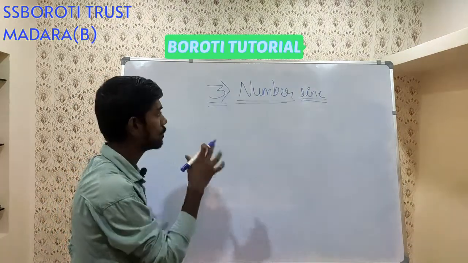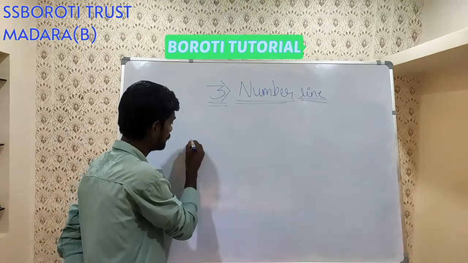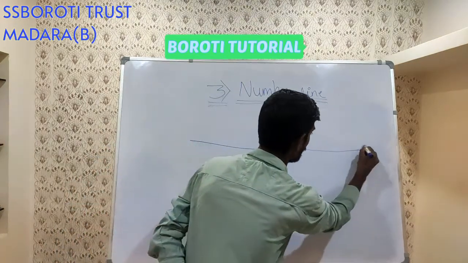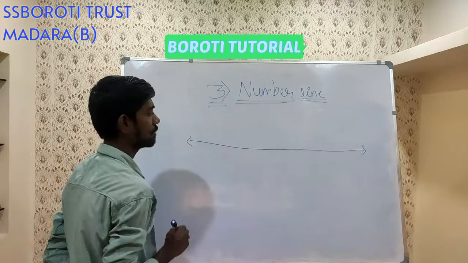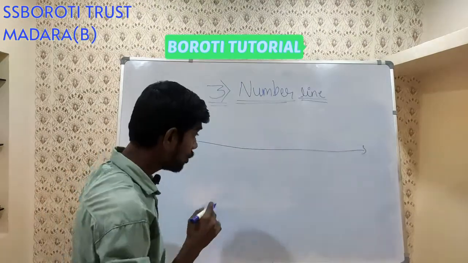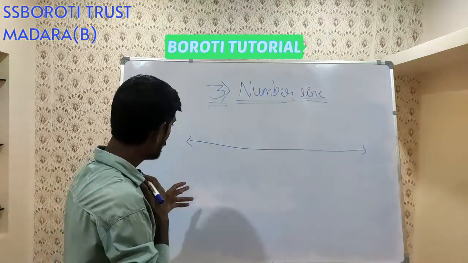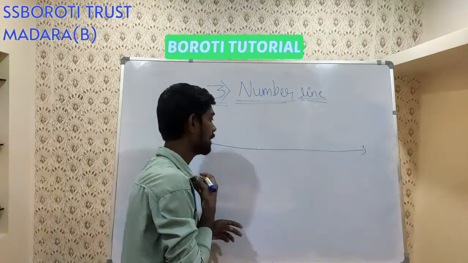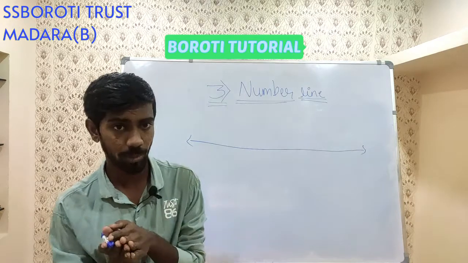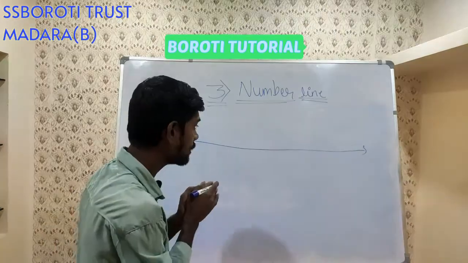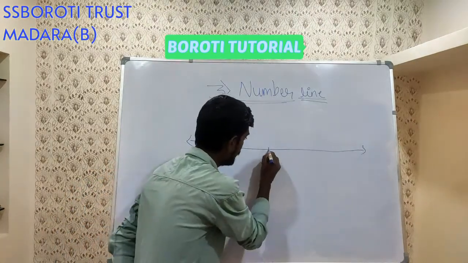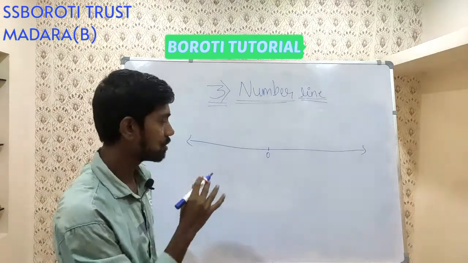Now, to write the number line, first we'll take a line. In this line we want to write both the positive numbers as well as the negative numbers. That's why we will plot 0 in the middle. Here the number 0 is there.